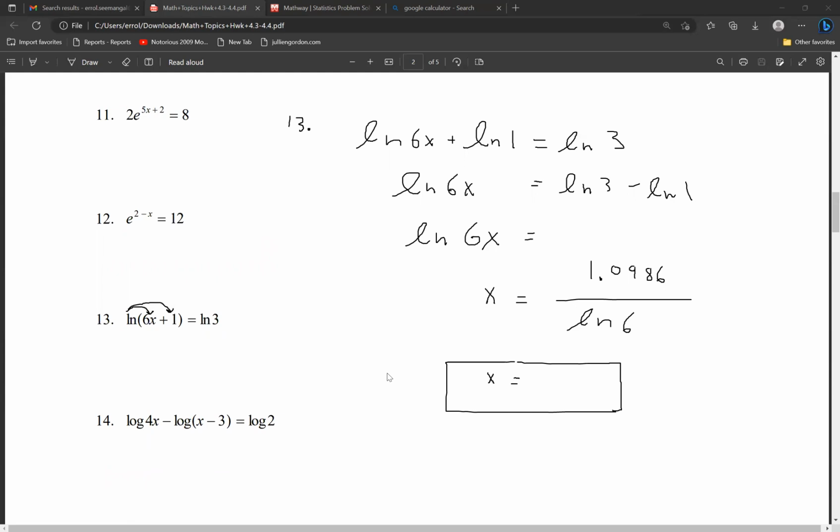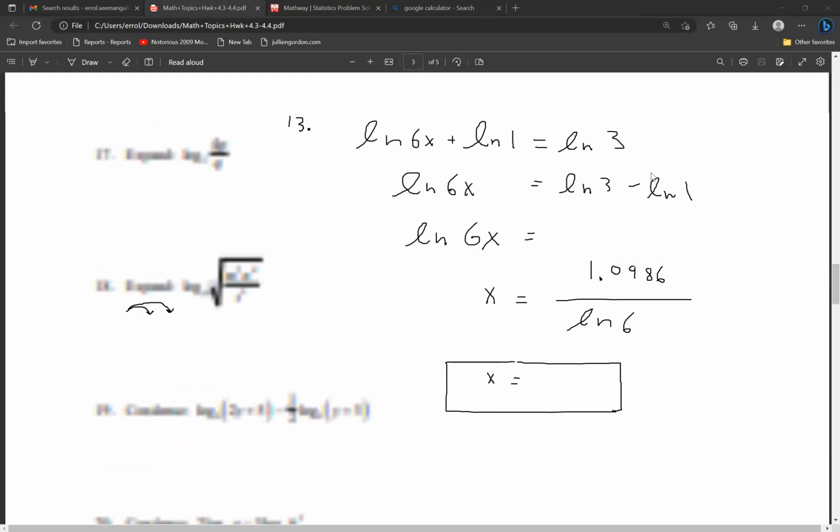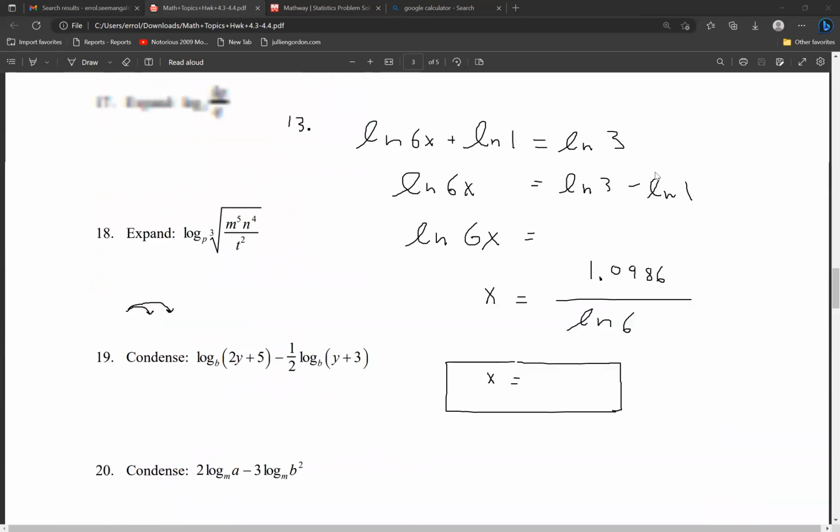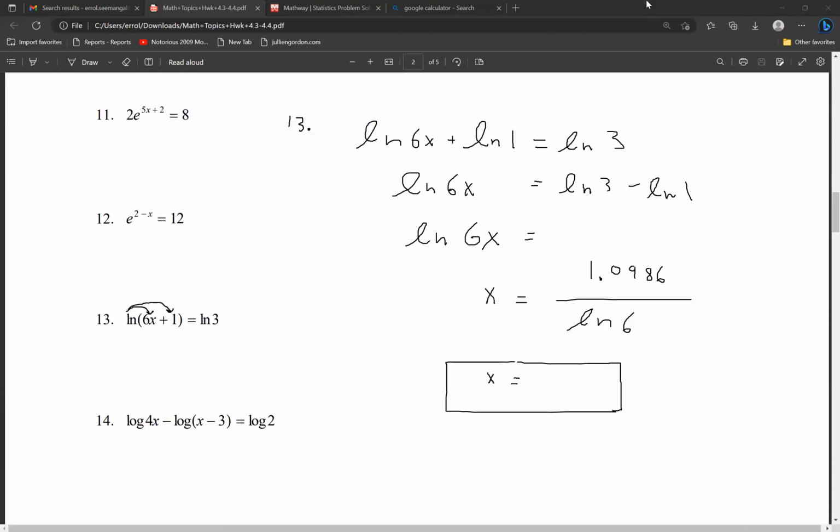Is this due tomorrow or is this due in a couple days? How many more do we have? We have 20. Okay, we got 7 more to go. Oh no, you said you have your quiz on Wednesday, right? Okay, so you got tomorrow. So do 13 through 20 tomorrow.